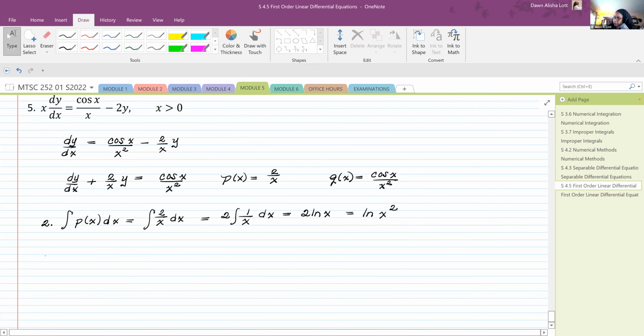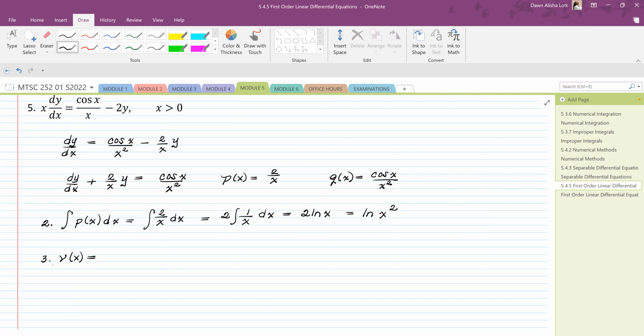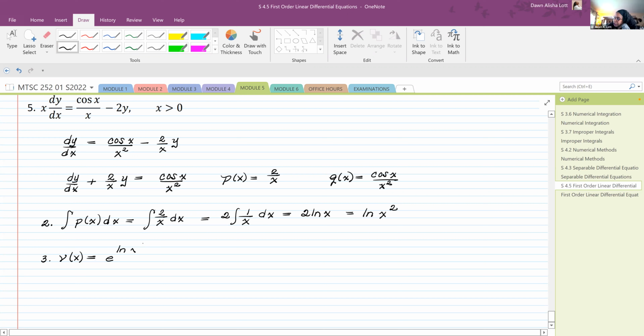Okay. Step 3, V of x. What is V of x? Compute it and give me a final answer for V of x. e to the natural log of x squared. And what is that reduced to? x squared. Good.